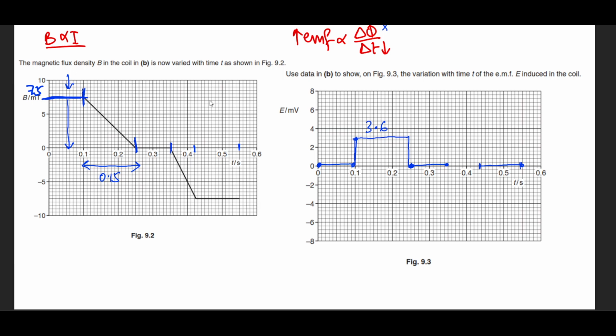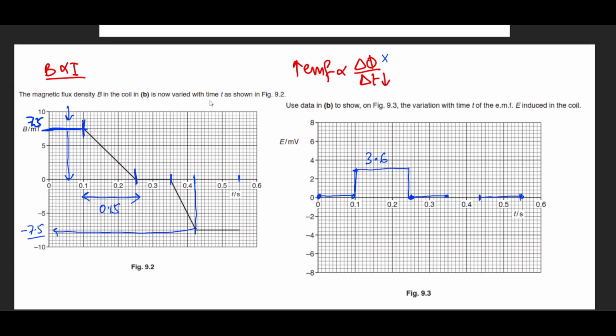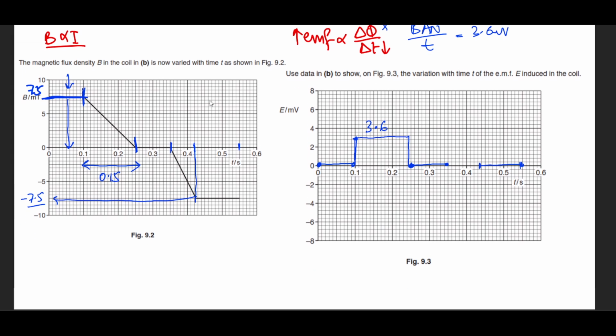Now we move to the next part. In this part, we see that the change is still the same. You see, this is still 7.5. So if I put the value of 7.5 in my formula of BAN divided by T, I will again get 3.6 millivolts. But notice that this time, this is in negative. It does not matter. We'll get to that later.